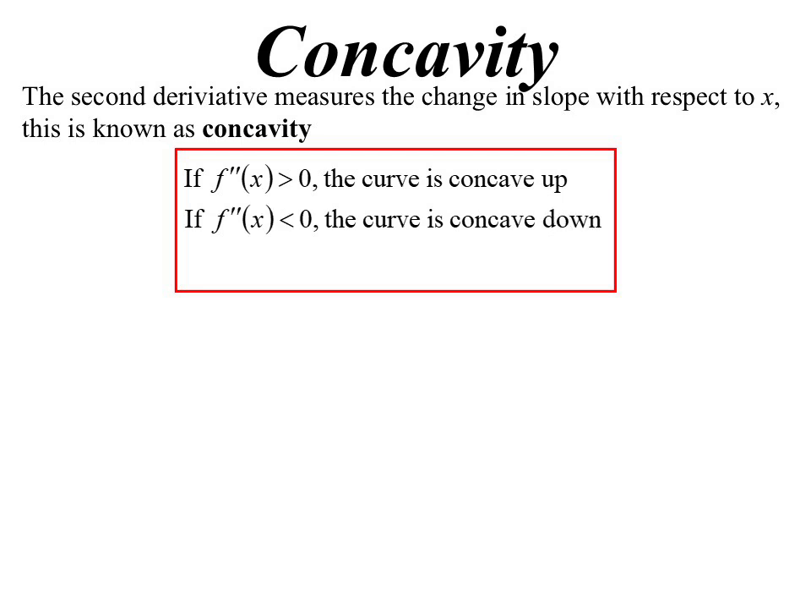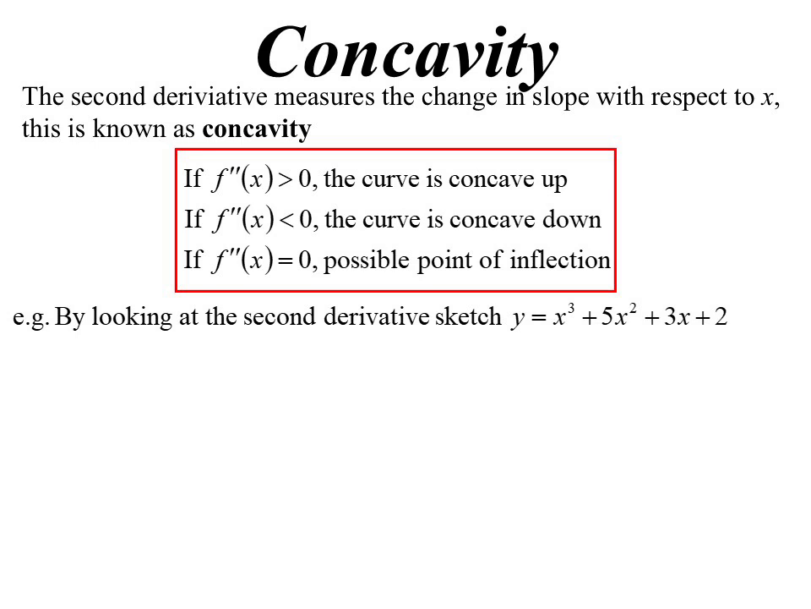Concave down then is when that second derivative would be less than 0. Well, what happens in between? In between we have a possible point of inflection. May not necessarily be one, more on that later. This time we're going to just draw a sketch by only using the second derivative. Yesterday we did it by only using the first derivative.